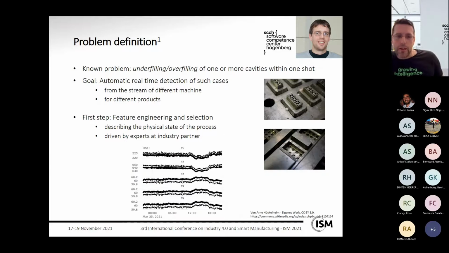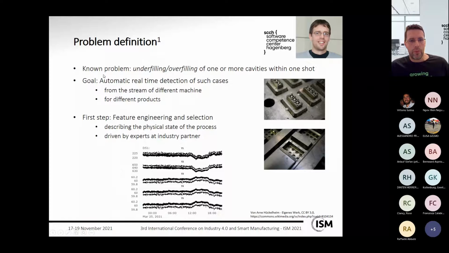From experts at company side, we know that there appears a problem in the process of not properly filling one or more cavities within a single shot, and the goal of this task was to build up a monitoring system that detects such cases on different machines and different products simultaneously.